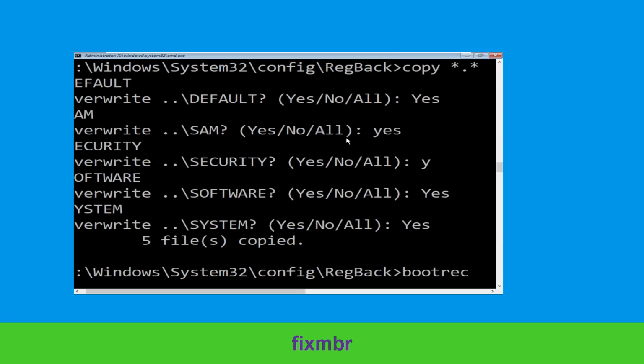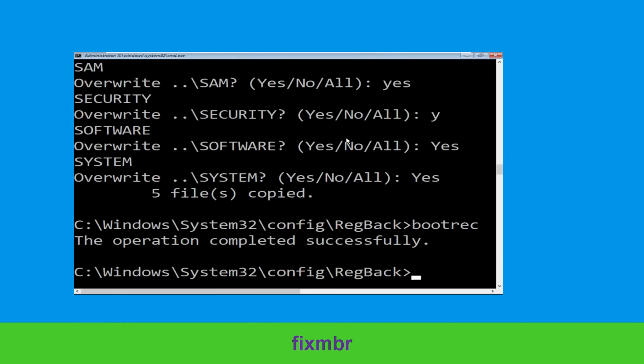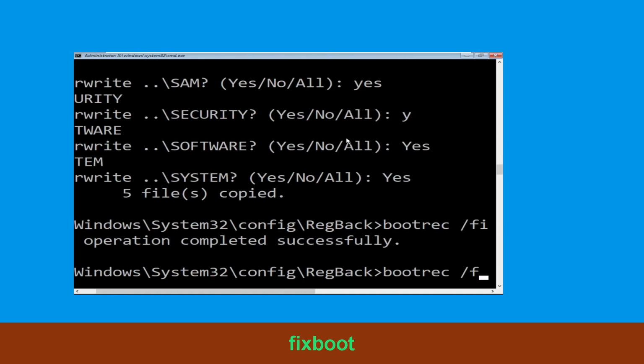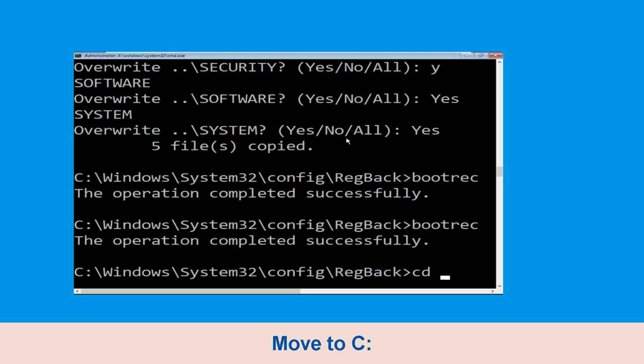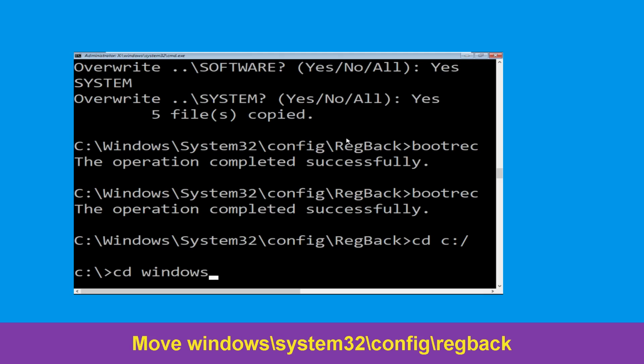Type in bootrec space /fixmbr and hit enter to execute the command. Now execute this command. Type in bootrec /fixboot and hit enter. Now type in cd space c:/ and simply hit enter to execute the command. Now type cd space Windows/System32/config/regback and hit enter to execute.